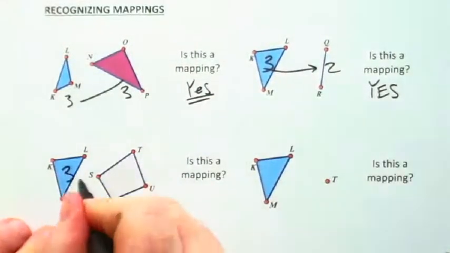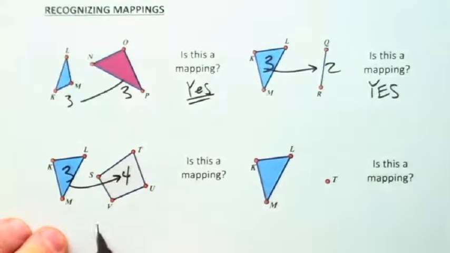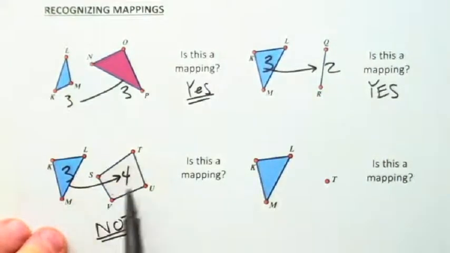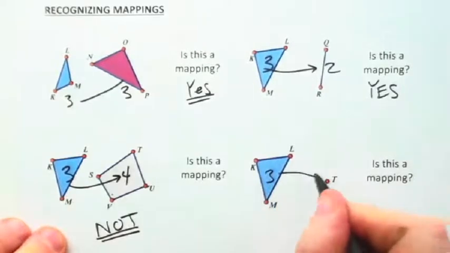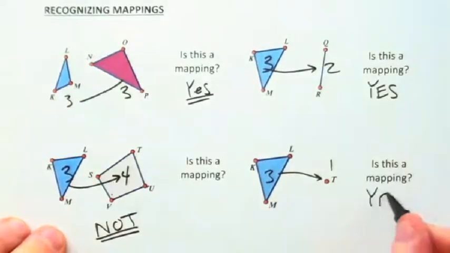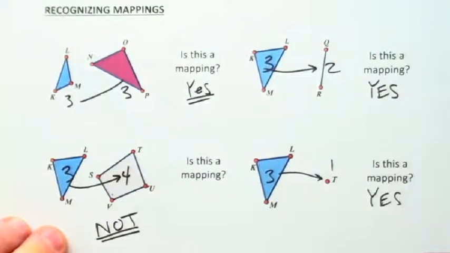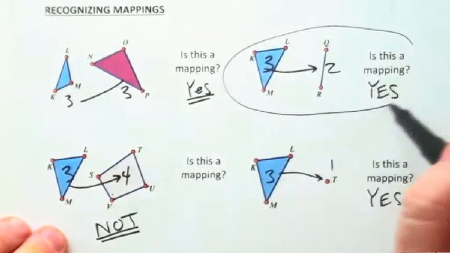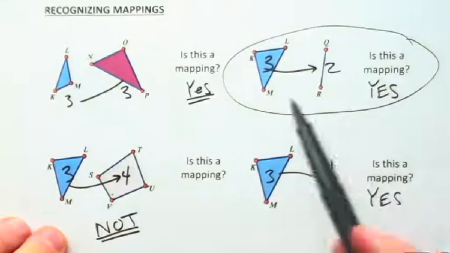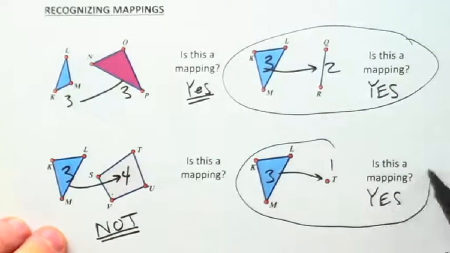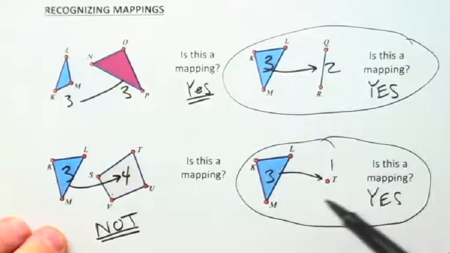Here we start with 3 and we map to 4. Oops, this is not a mapping because, again, somebody would have to go to 2 points. This is not a mapping. And here, again, while we don't like it, yes, this is a mapping. 3 points going to 1. Now again, we're going to fix this because we don't want this to happen in general. This is a mapping, but we don't want this to happen. Yes, this is a mapping, but we really aren't interested in this.